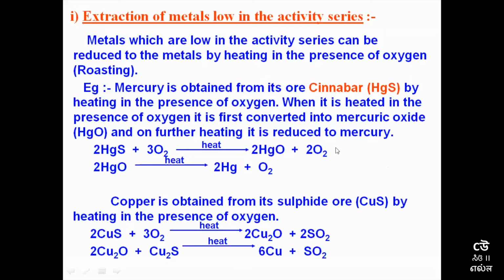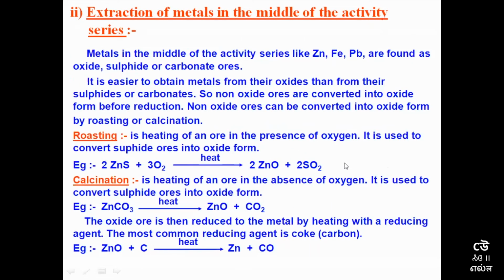They have mentioned examples of mercury as well as copper, like here in the slide. We have used two examples. One is of mercury and the other one was of copper. Next segment is about extraction of metals which are there in the middle of the activity series. So if I say metals which are there in the middle of the activity series, that means here metals are found in the form of oxides or sulfides or carbonate ore.